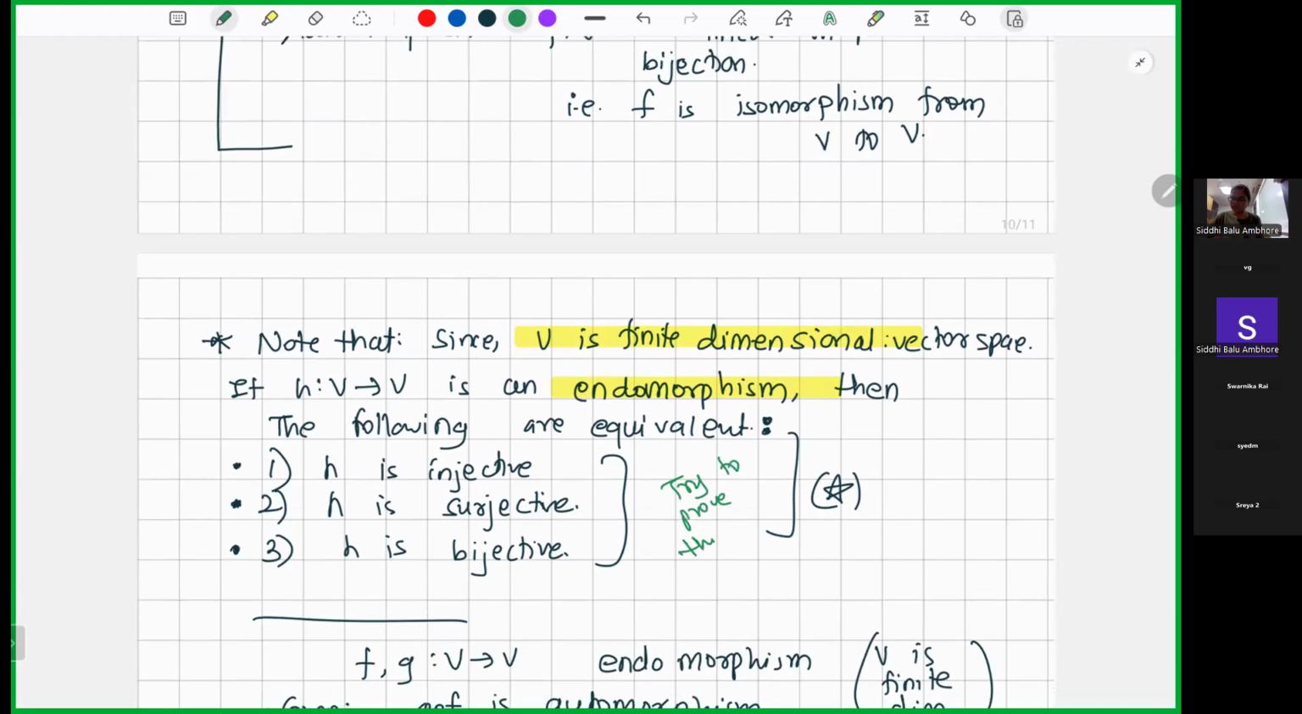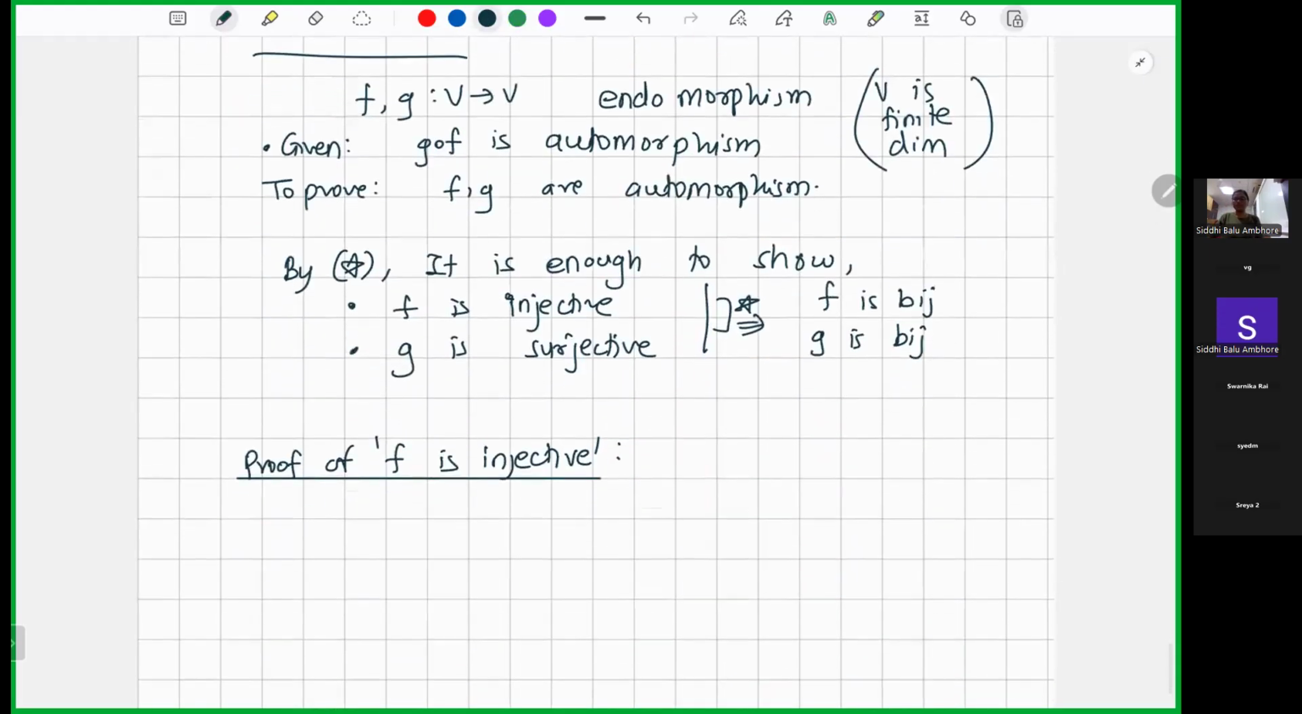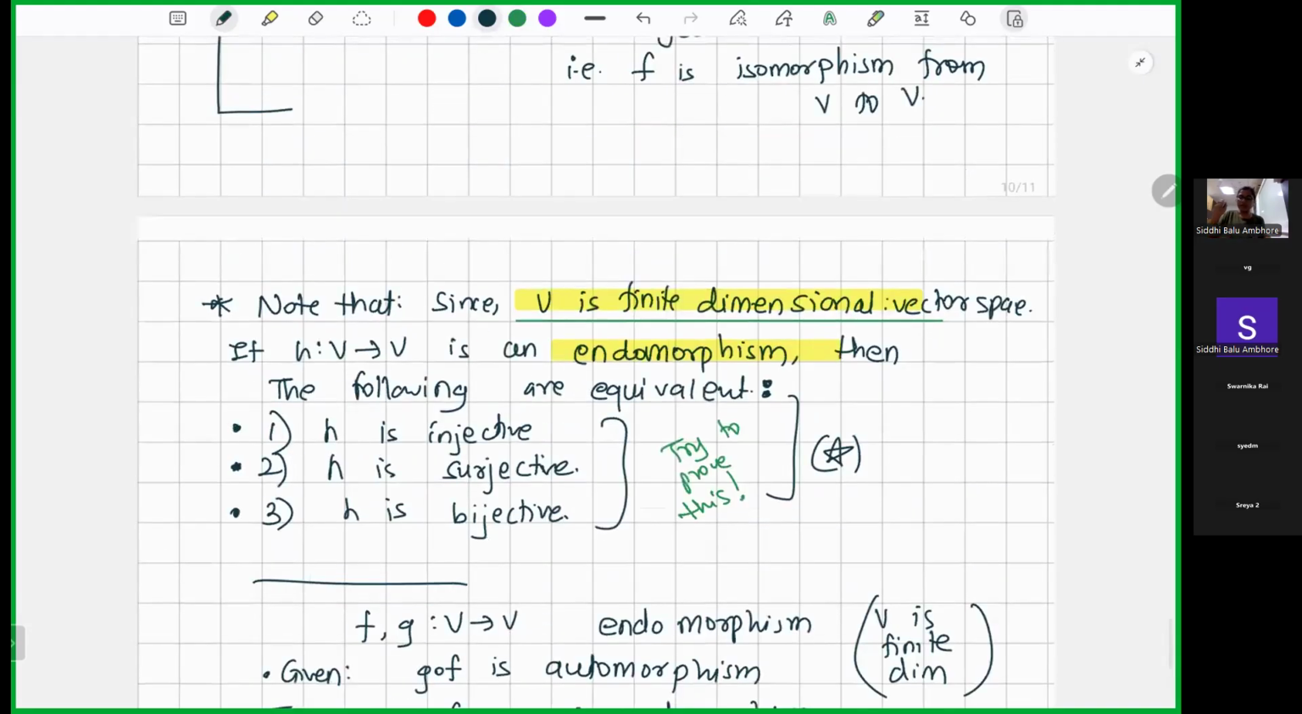These three are equivalent for a finite dimensional vector space. And you can try to come up with an example, which we can discuss by the end of this proof. So in a finite dimensional vector space, if I have an endomorphism, saying that it is injective is equivalent to saying that it is surjective and bijective.